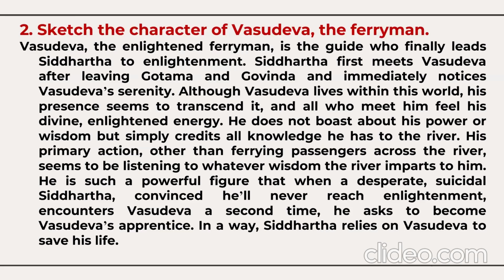His primary action, other than ferrying passengers across the river, seems to be listening to whatever wisdom the river has given to him. He is such a powerful figure that when a desperate, suicidal Siddhartha, convinced he'll never reach enlightenment, meets Vasudeva a second time, he asks to become Vasudeva's apprentice. In a way, Siddhartha depends on Vasudeva to save his life.